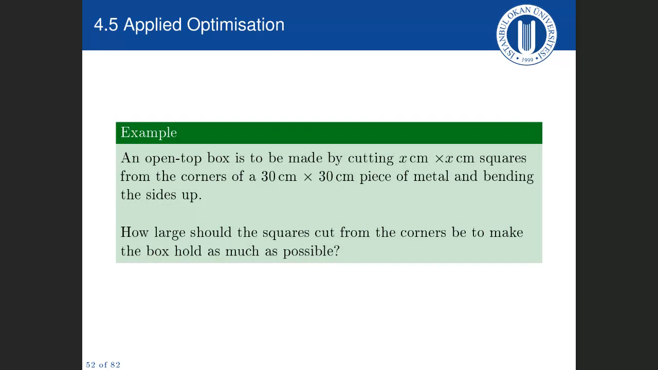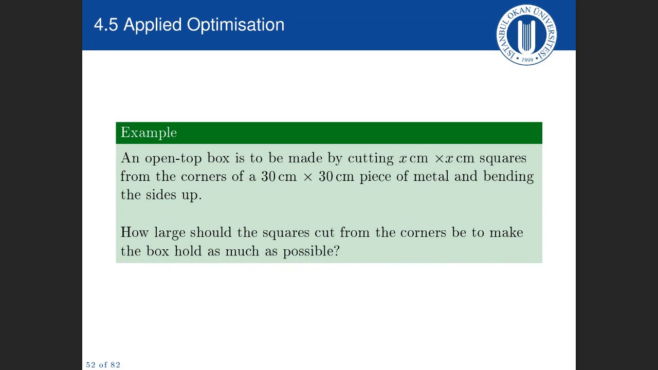First example, an open top box is to be made by cutting x centimeter by x centimeter squares from the corners of a 30 centimeter by 30 centimeter piece of metal, and then bending the sides up. How large should the squares cut from the corners be to make the box hold as much as possible?